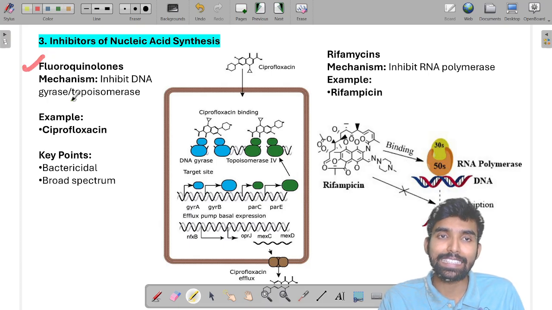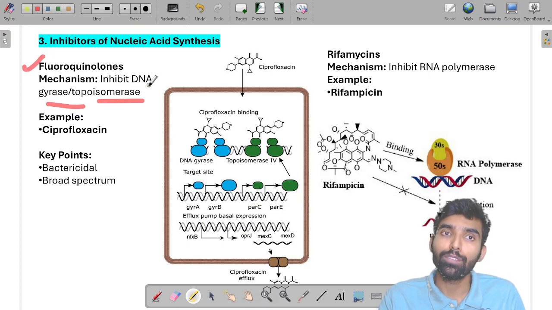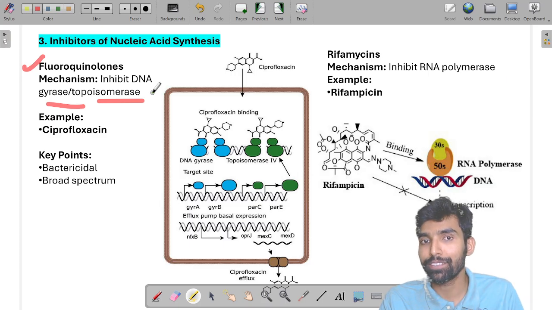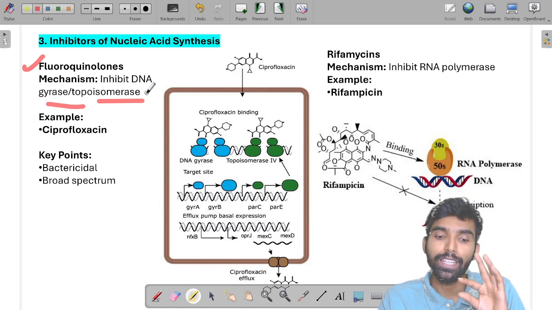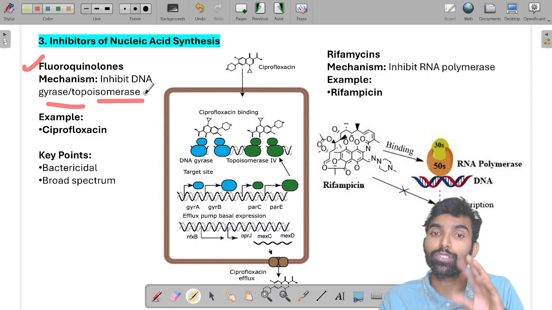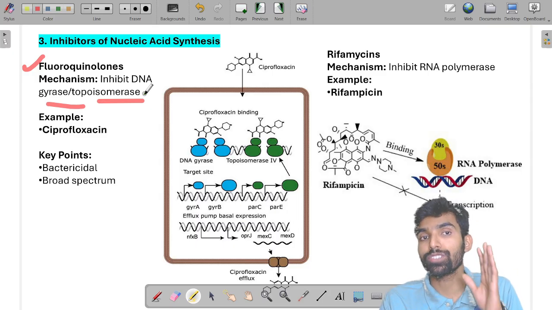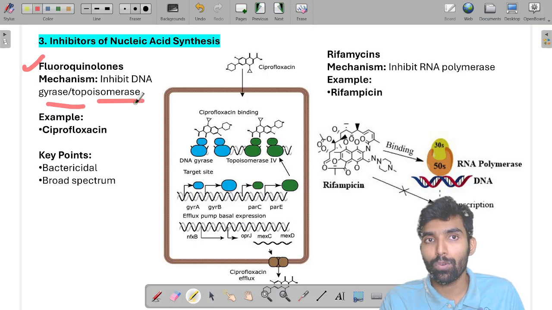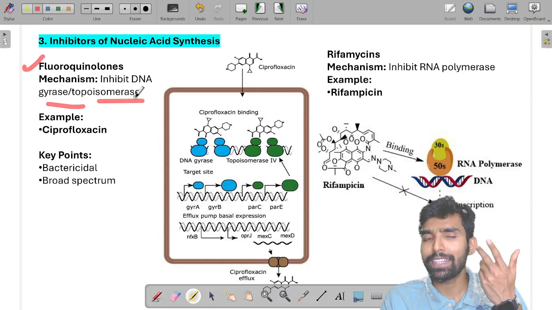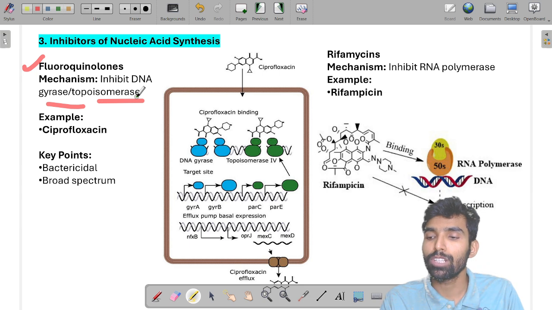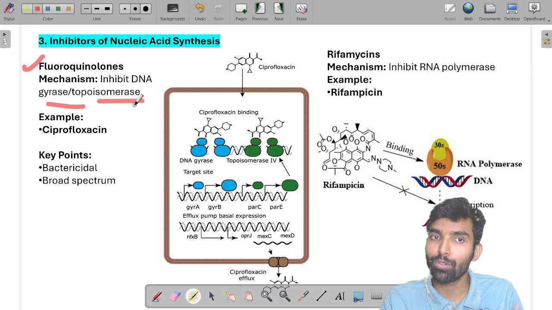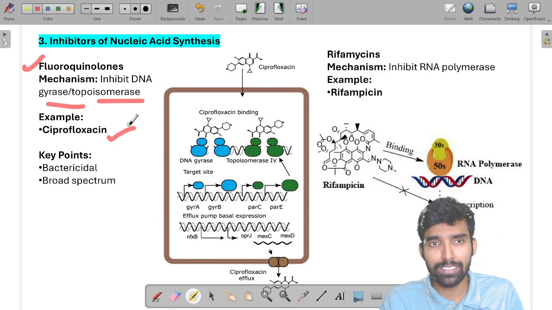Fluoroquinolones inhibit DNA gyrase or topoisomerase. If you know the role of gyrase, let's say during transcription, what does gyrase do? Gyrase actually relaxes the DNA. Sometimes it introduces negative supercoiling for the sake of replication. It just removes the positive supercoiling, right? Now, if this positive supercoiling is not removed, at a certain point of time, what will happen? The replication will be halted, right? And if replication is not done, of course the cell will die, right? An example is ciprofloxacin. Ciprofloxacin is the gyrase inhibitor.